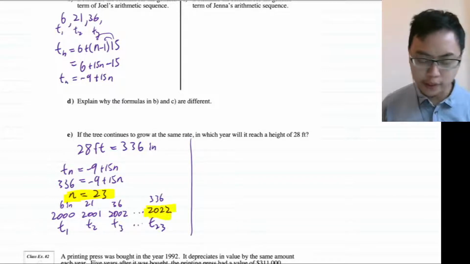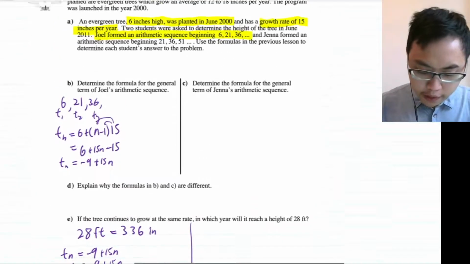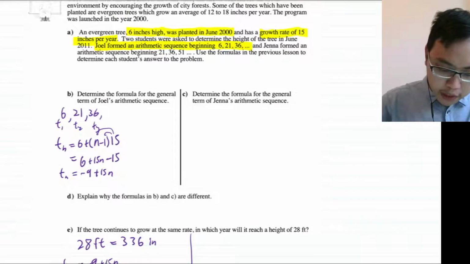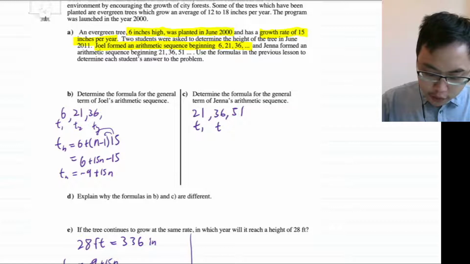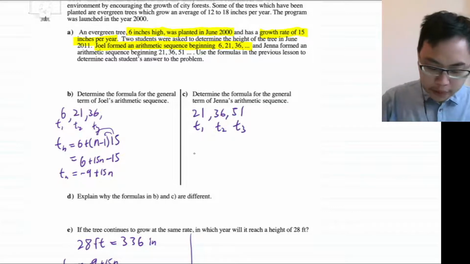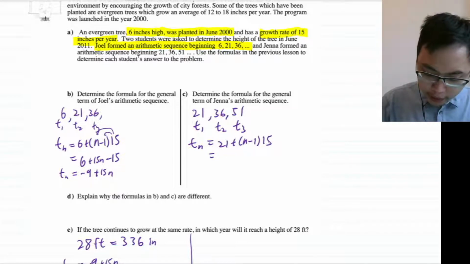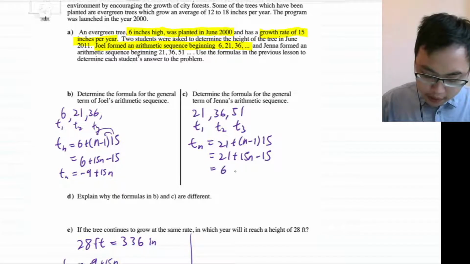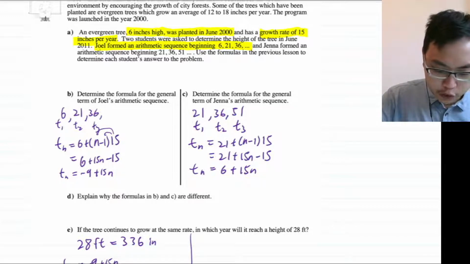Okay, so we've calculated that it is 2022. Let's now have a look at Jenna's way of solving it. So Jenna does it a little bit different. She starts off with 21 as her first term, and then 36, and then 51. So this is now her T1, this is her T2, and 51 is her T3, meaning that her Tn formula is going to be 21 plus n minus 1 times 15. And when we multiply out the brackets, that's going to be 21 plus 15n minus 15, which is going to be 6 plus 15n. It is slightly different from Joel's formula.